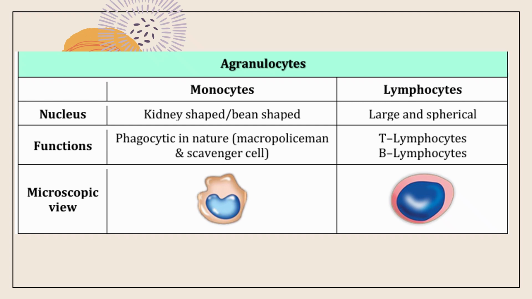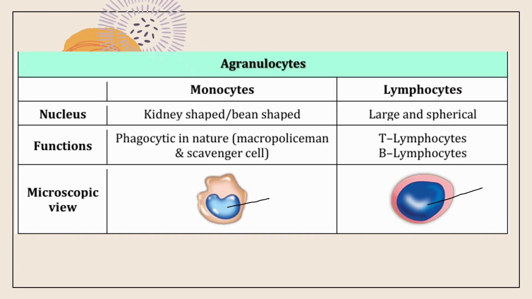Let's talk about agranulocytes. Agranulocytes are of two types, monocytes and lymphocytes. Let's talk about the nucleus. So the nucleus of monocytes is kidney-shaped or bean-shaped. Here you can see the kidney-shaped nucleus. And the nucleus of lymphocytes is large and spherical. Here, large and spherical nucleus are lymphocytes.